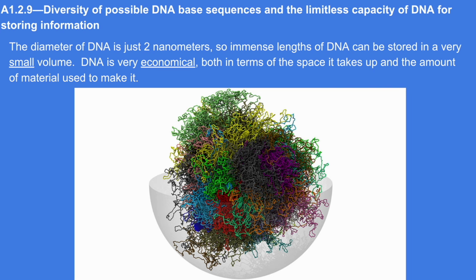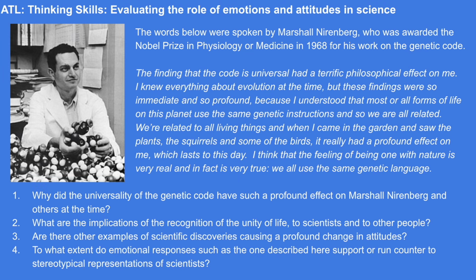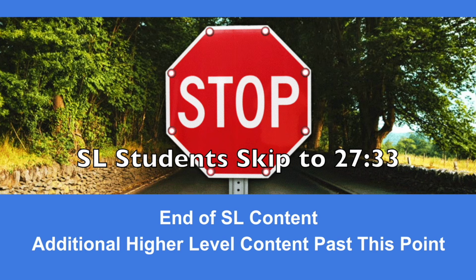Okay, DNA is super, super narrow, which allows it to pack very tightly into a small space of the nucleus. All organisms use the same universal genetic code, which is evidence of universal common ancestry. Okay, again, here we have end of SL content for this particular subtopic.